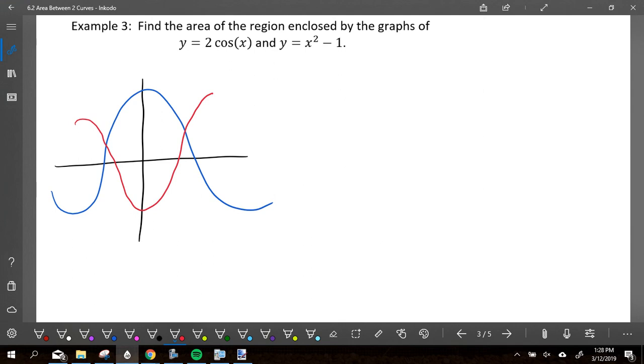It's the blue one. If you don't know, then you should be able to plug in a point. Like if I plugged in 0, what is 2 times cosine of 0? Oh, that would be 2. And so the blue line is the 2 cosine x line. That means the red line is the x squared minus 1 line. You need to know that. If you don't know which line's on top and bottom, you're going to be in trouble. Cool. We're finding the area between the two curves. I want to know this thing. So if I want to know that part right there, I need to integrate. That's how I find the area between the curves. From when to when do I want to integrate?